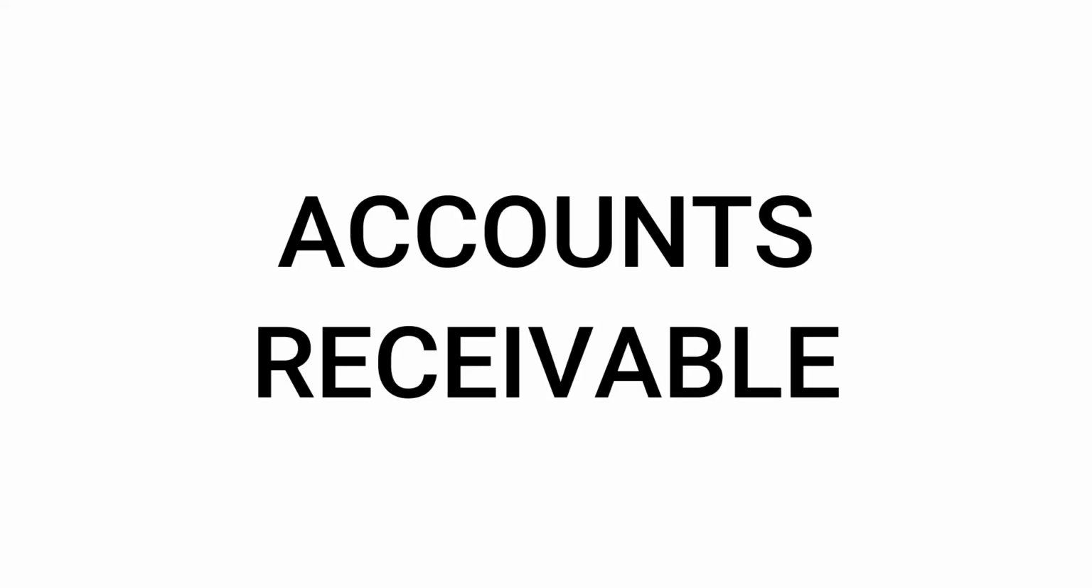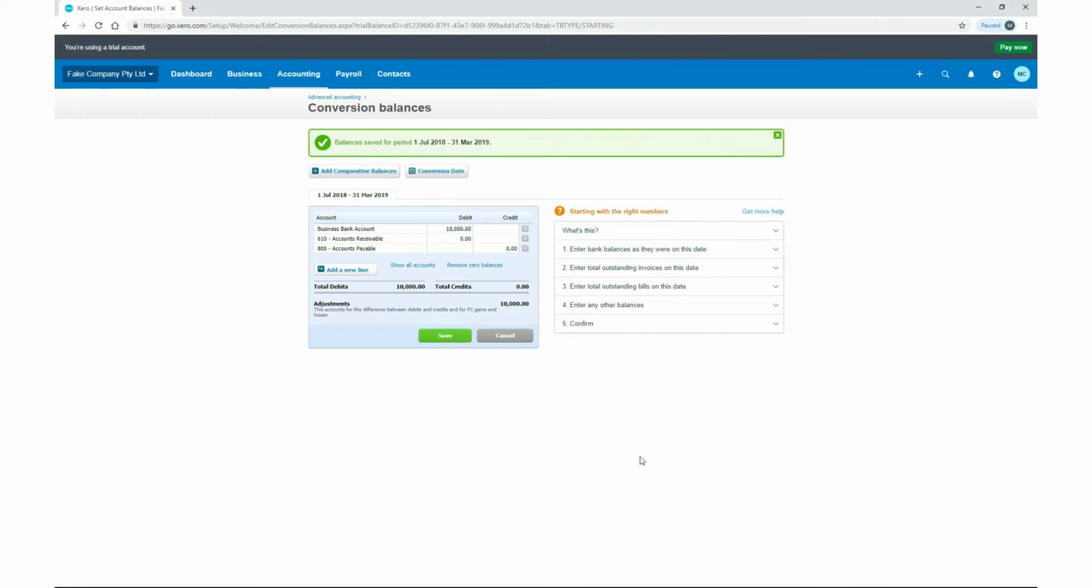Next up, we're going to put in our accounts receivable conversion balance. So what we need to do on the main conversion balances screen here is go to the accounts receivable line and put in the total amount of the invoices that are due to us on the conversion balance date, which is the 31st of March in this example.